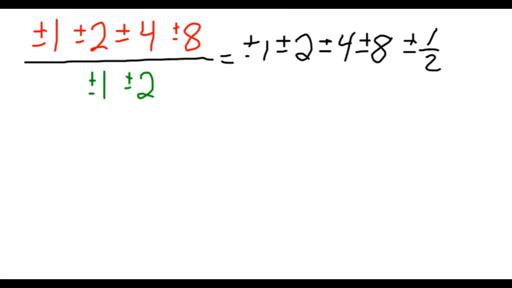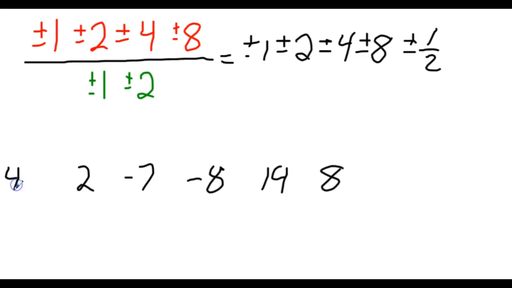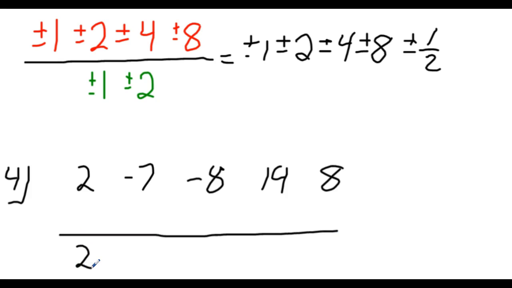So we're going to use synthetic division to determine whether or not 4 is actually a root of this polynomial. Our coefficients are 2, negative 7, negative 8, 14, and 8. And we're going to check whether or not 4 is one of those. So we bring down our 2. 4 times 2 is 8. Negative 7 plus 8 is 1. Multiply, we get 4.